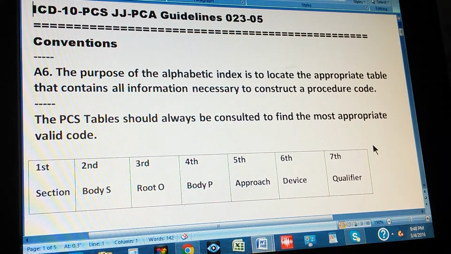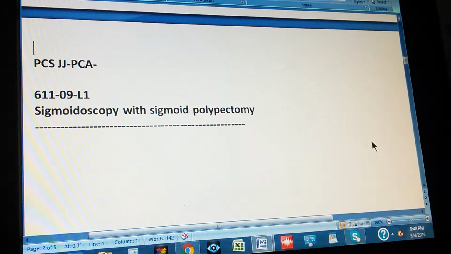Now we're going to do a problem. Ready, set, go. All right, PCS JJ-PCA, page 611, exercise 9, level 1. And the problem reads like this. Sigmoidoscopy with sigmoid polypectomy. Polypectomy, right? So this is sigmoidoscopy with sigmoid polypectomy. And now you have to find the PCS code for this. We're going to count to 3 so you can pause the video and give us the code.